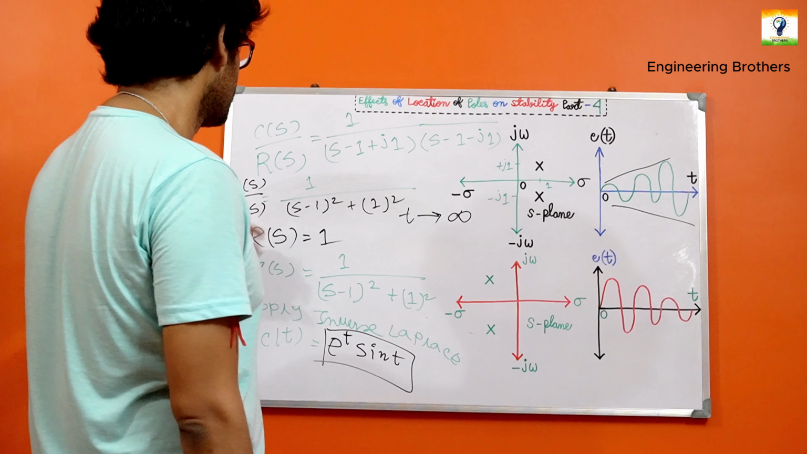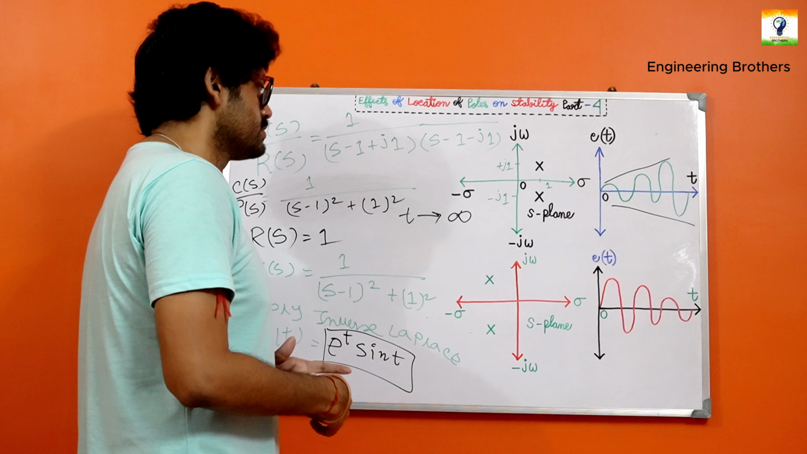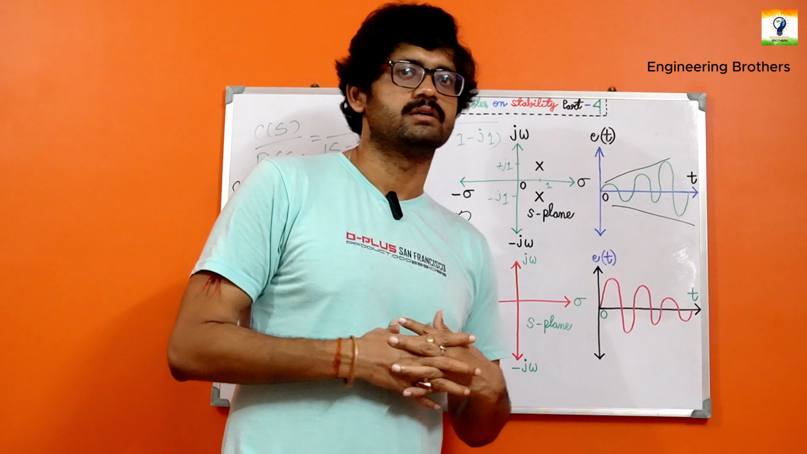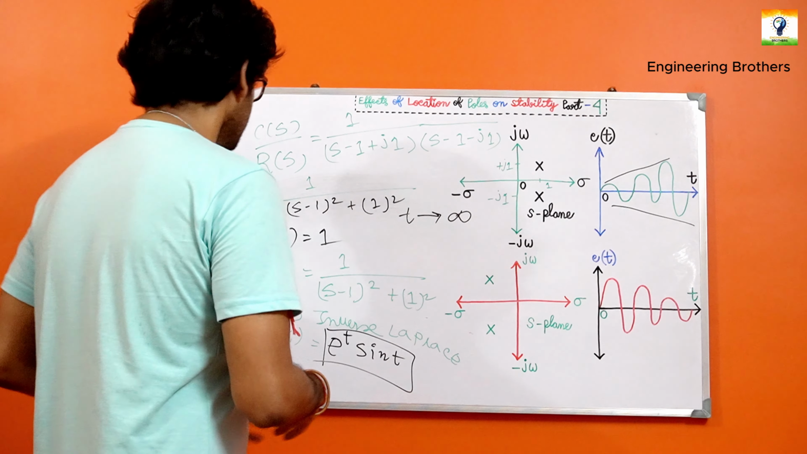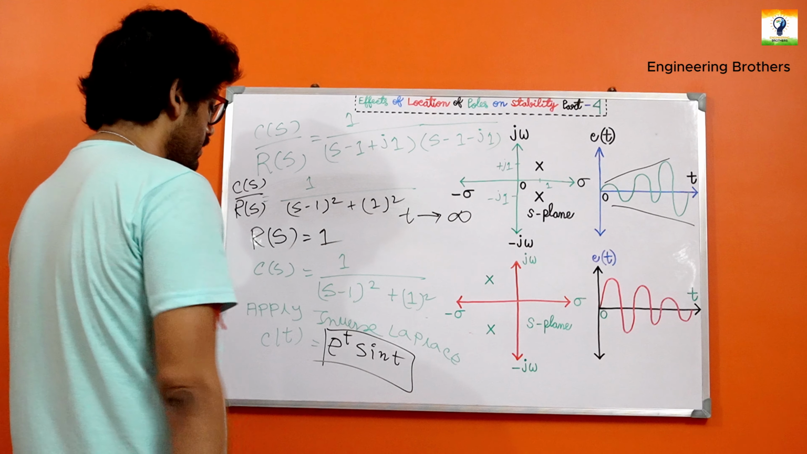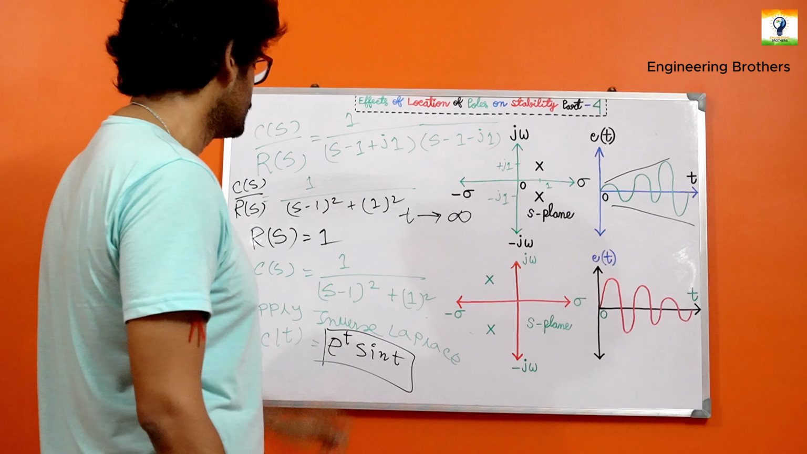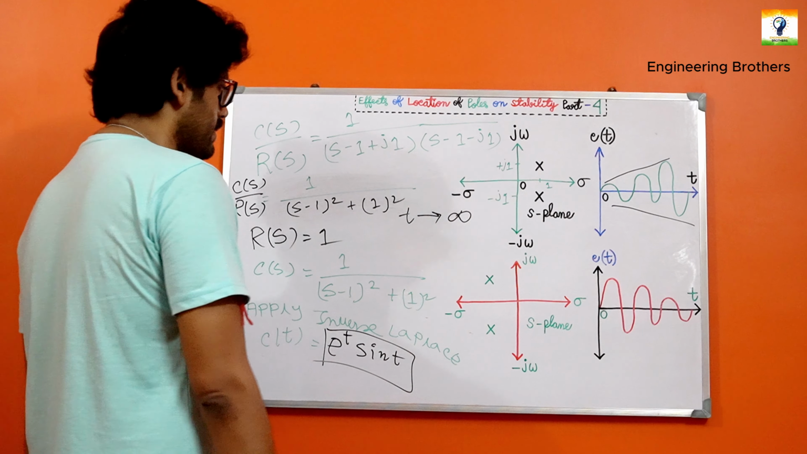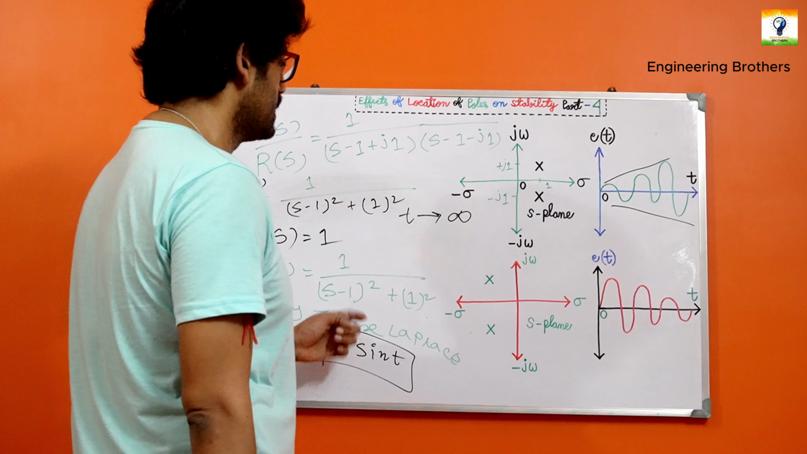And once again, if you apply the impulse response on that given stability analysis, in this case we have C(s) equal to this one. At the last stage, if you apply the inverse Laplace on this given equation, we have c(t), and ultimately we have the time domain equation as e to the power t sin t.